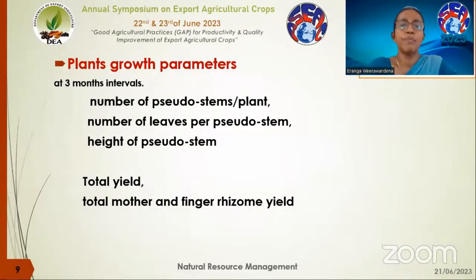Then plant growth parameters were measured, such as number of pseudostems per plant, number of leaves per pseudostem, and height of pseudostem at 3 month intervals, and at the end, total yield, total mother and finger rhizome yield was collected.